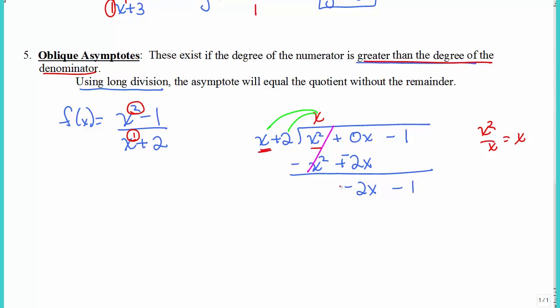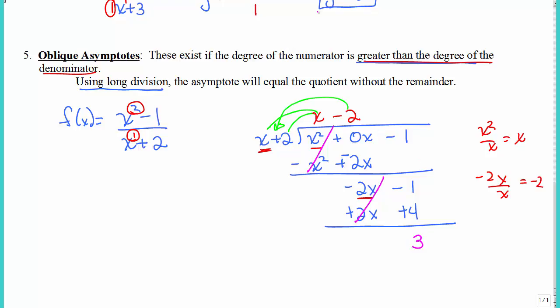Then we repeat the process. We look at those first two and divide, and again we're going to multiply that out in front, so we'd have negative 2x minus 4. Going to subtract, so again that cancels, and then we have a remainder of 3. We're not concerned about the remainder. We want the quotient, which is this part without the remainder.